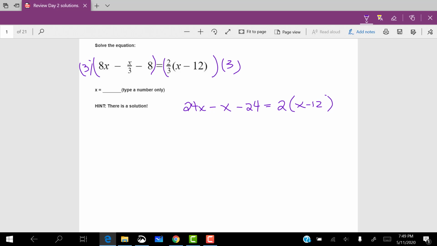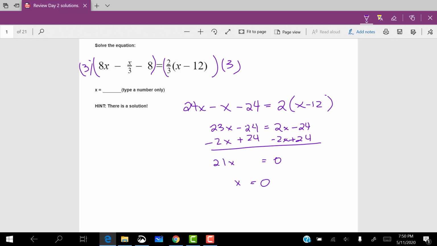All right, combine like terms, all the x's on one side and all the constants on the other. So I'll add 24 to both sides, and I'll subtract 2x from both sides. We've got 21x equals 0, so x equals 0.